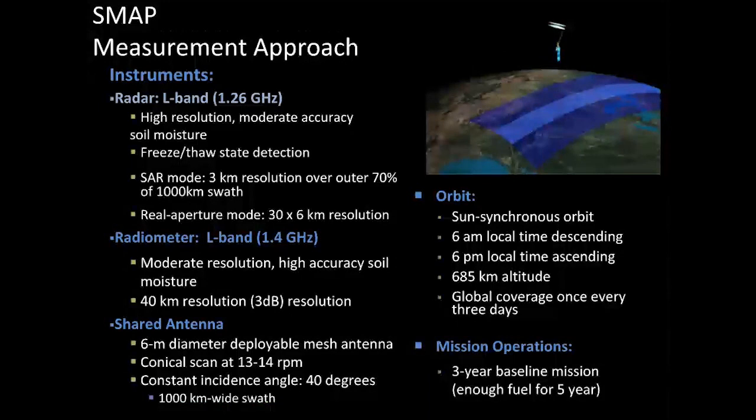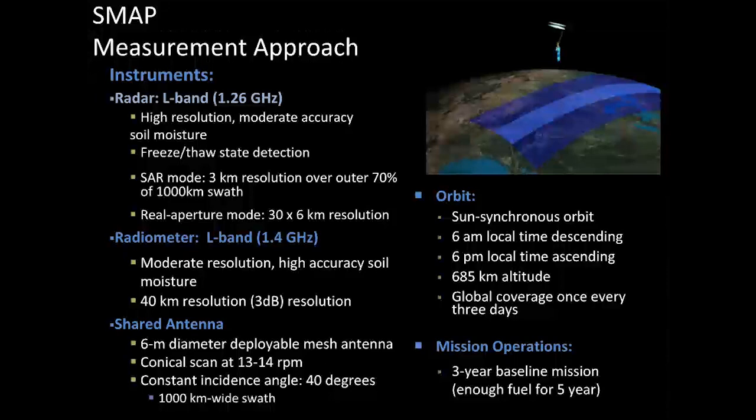And so we have the SMAP measurement approach, which, as I said, has the radar, which is L-band, providing the high resolution and the freeze-thaw. The radiometer, also L-band, provides the moderate resolution but the high accuracy. And I think you may have covered this on the last webinar you guys had. They both share the same antenna, which gives you that wide swath at 40 degrees.